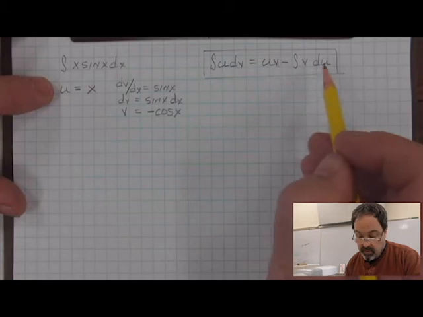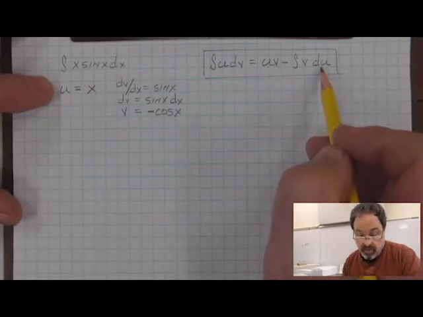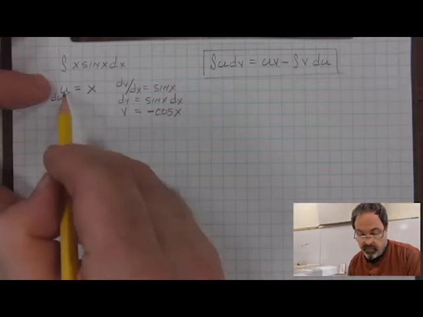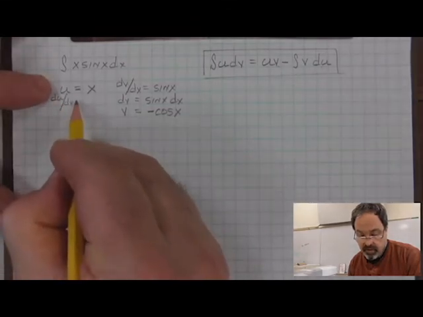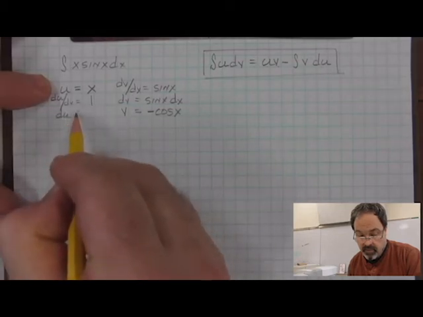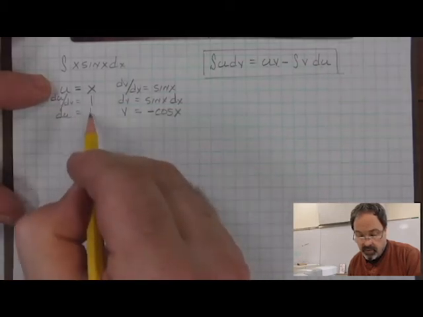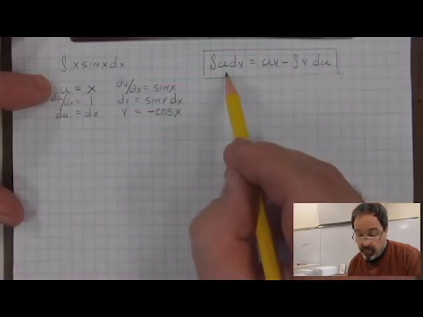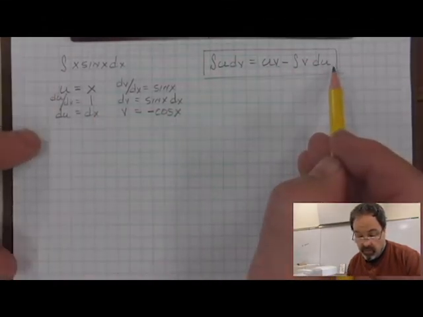I still need the du piece. In order to get the derivative of u, I take the derivative of u with respect to x, which in this case is 1, and then solve for du by multiplying both sides by dx. I now have all the pieces to convert the integral into this pattern.